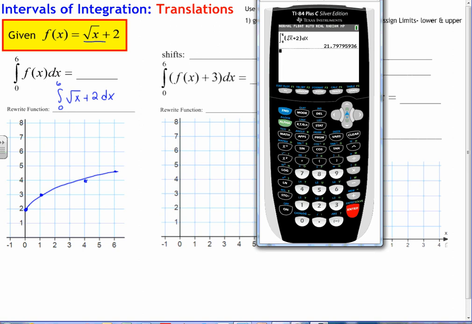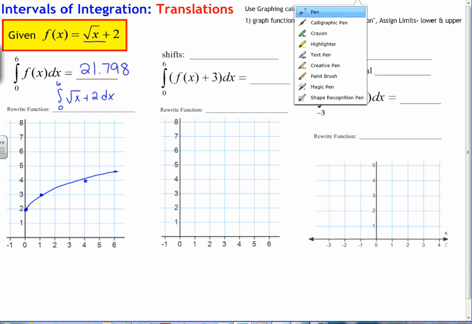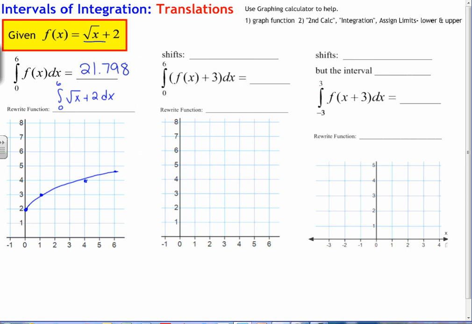And if I hit enter, it will tell me the exact value for this integral. And the exact value is 21.798. Nice. What did that calculate? That calculated the area under the curve and above the x-axis. So what it did, you might want to shade this in, is it calculated this value in a very precise manner.